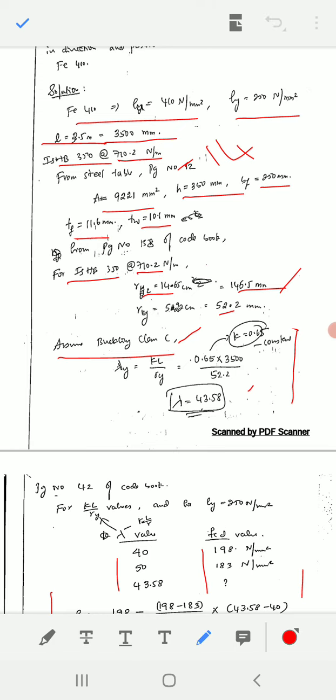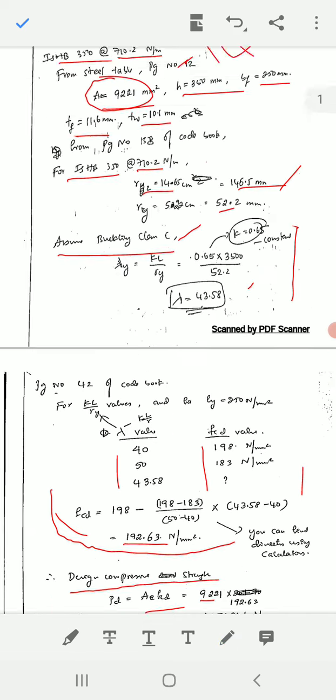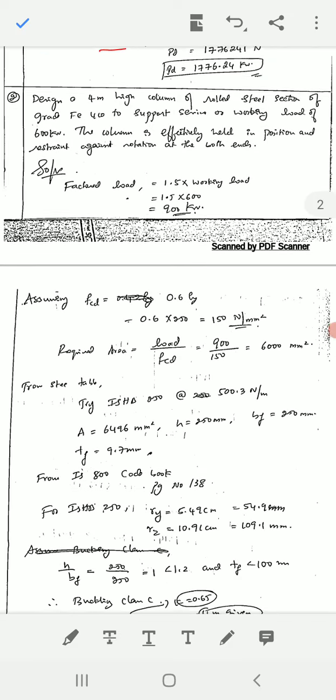This area value multiplied by the FCD value 192. So this problem doesn't carry many steps, but it will come for 10 marks at least. So this problem is easy to score for 10 marks.